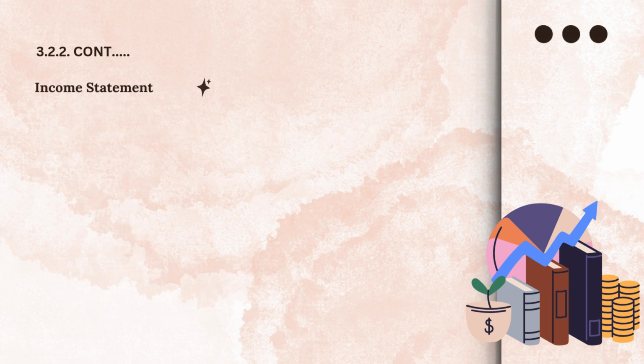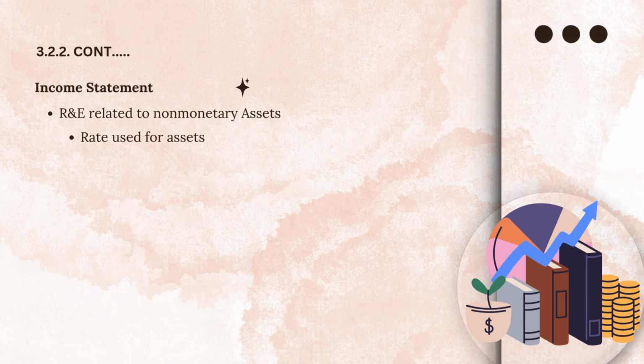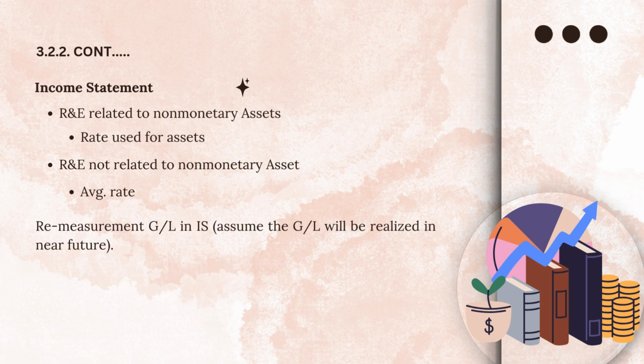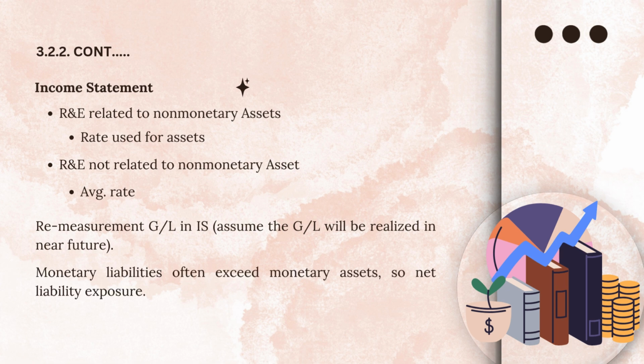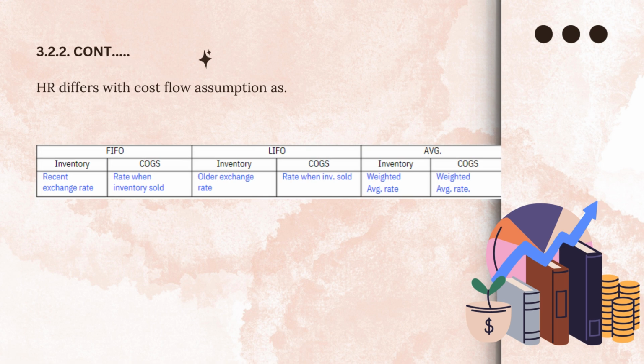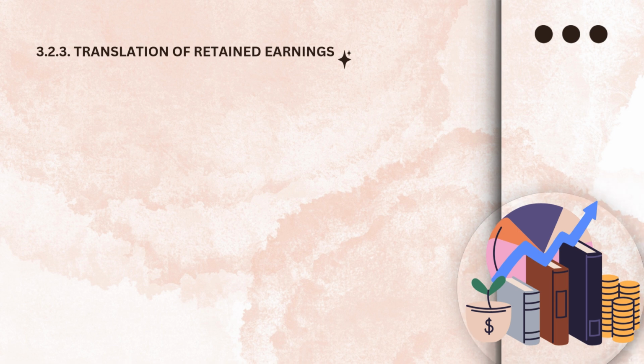Income statement. Revenues and expenses related to non-monetary assets use the rate used for those assets. Revenues and expenses not related to non-monetary assets use the average rate. Remeasurement G/L goes in the IS, assuming the G/L will be realized in the near future. Monetary liabilities often exceed monetary assets, so there is net liability exposure. HR differs with cost flow assumption.